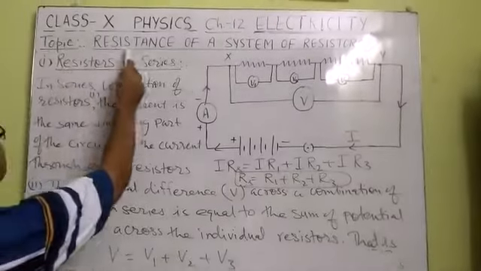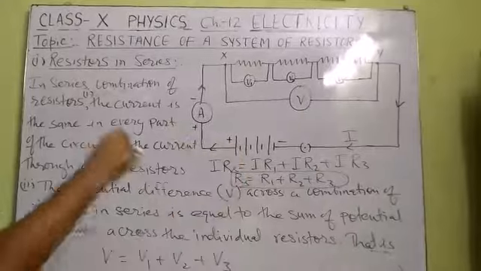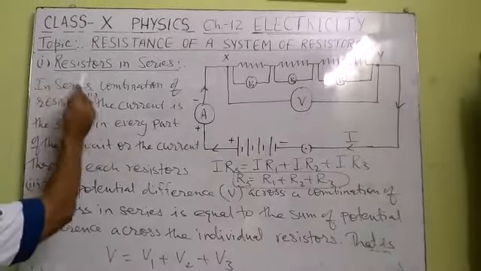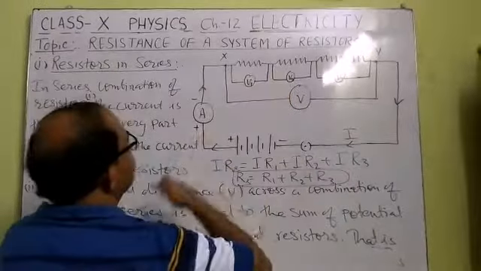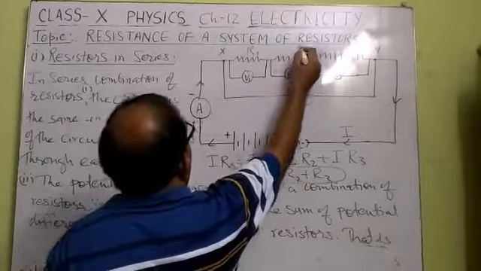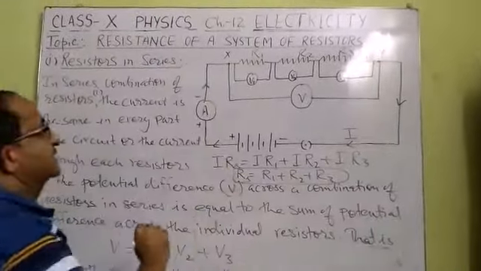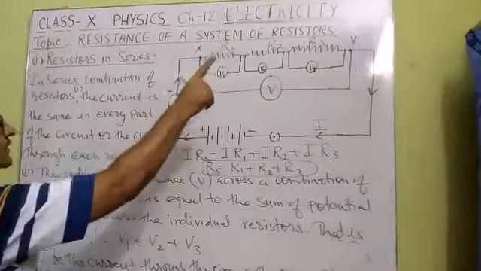Topic is resistance of a system of resistors. It means we shall discuss different combinations of resistors. There are two types of combination we shall discuss. One, resistors in series, when all three resistances R1, R2, R3 are connected one by one in a series. Then what is the equivalent resistance of these three resistors?